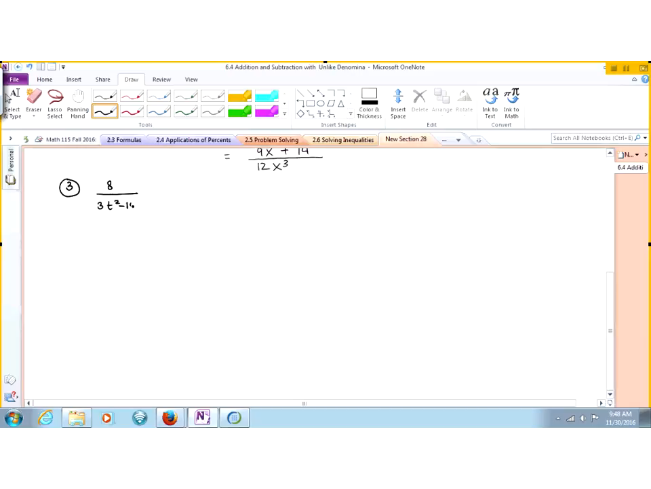This is a rational expression, so you have to do more. 3t squared minus 15t, minus 3 times 2, 2t minus 10. Can we factor?